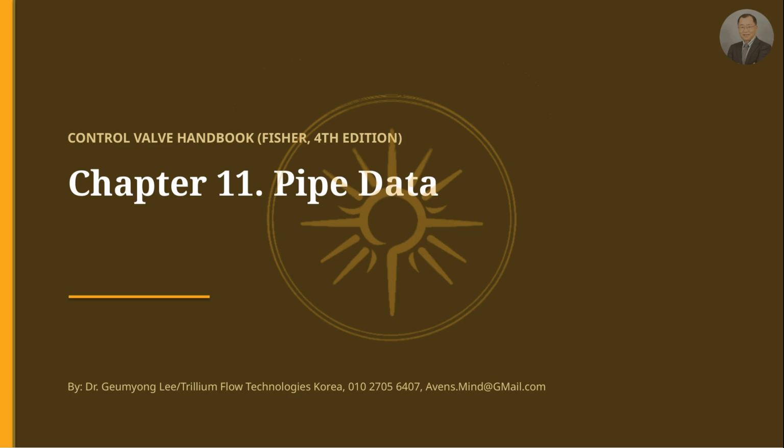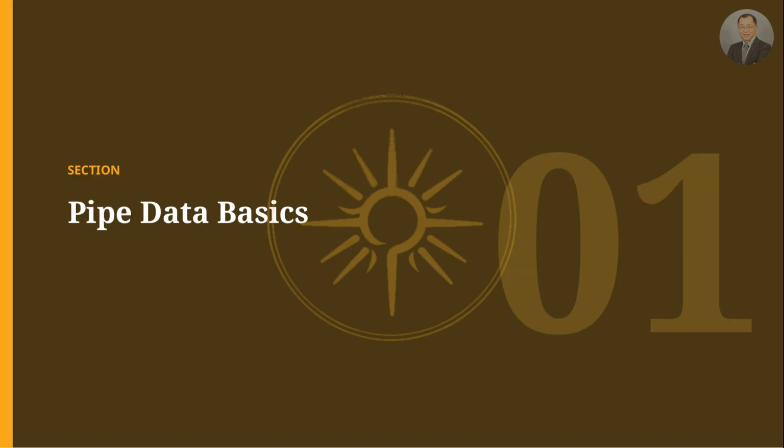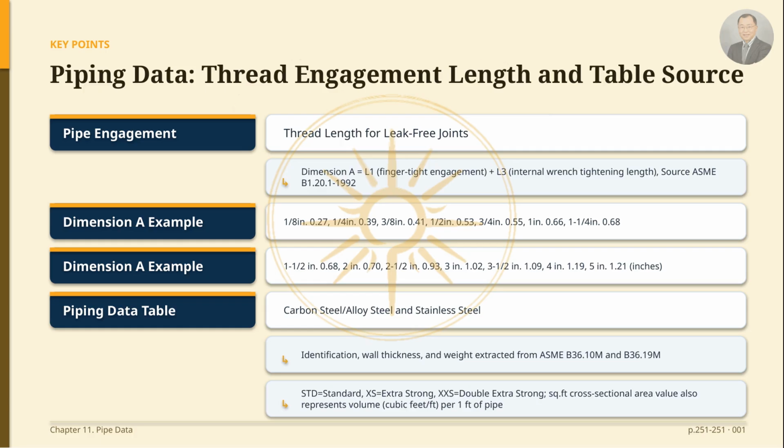Chapter 11. Pipe Data. Next, we turn to pipe data basics. This slide covers the pipe thread engagement length and piping data standards required to achieve a leak-free joint. The thread engagement length, dimension A, is the sum of the hand-tight engagement length L1 and the wrench makeup length L3. For example, it is defined by size such as 0.27 inches for 1/8 inch, and 0.53 inches for 1/2 an inch.